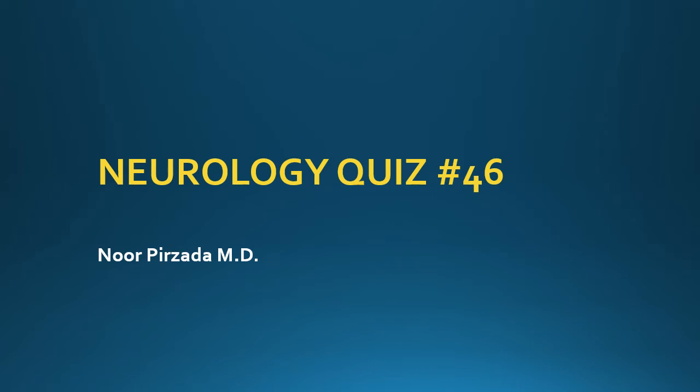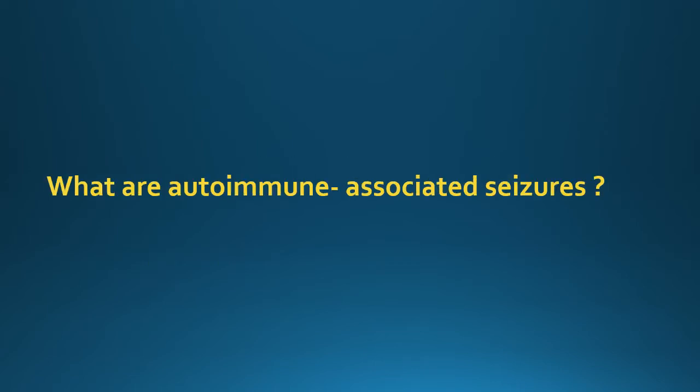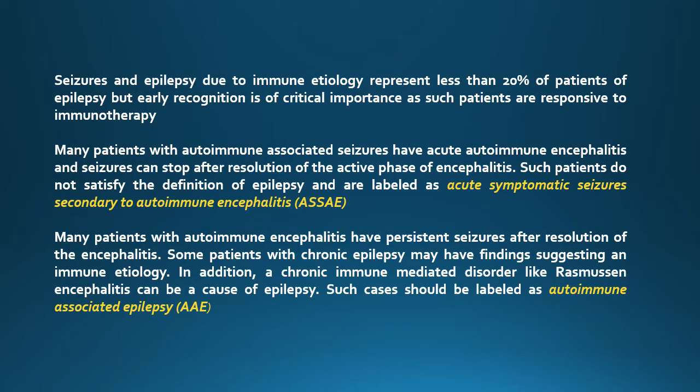Neurology quiz number 46. What are autoimmune associated seizures? Seizures and epilepsy due to immune etiology represent less than 20% of patients with epilepsy, but early recognition is of critical importance as such patients are responsive to immunotherapy.